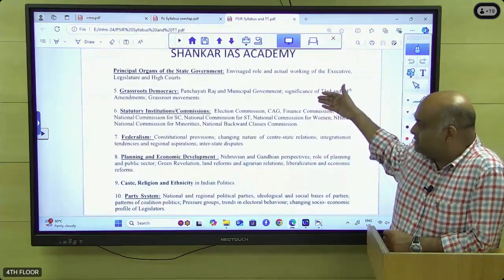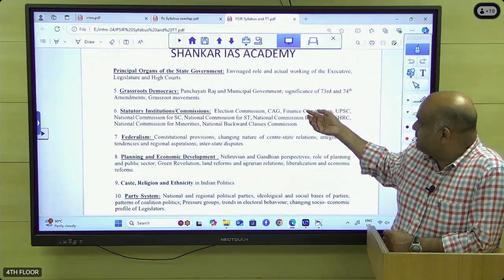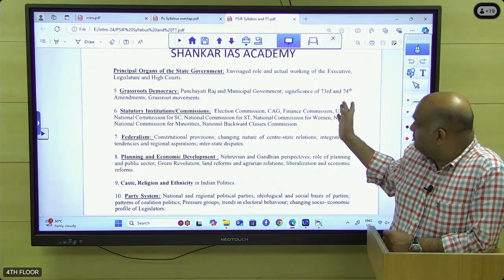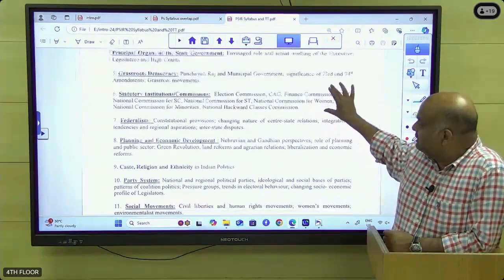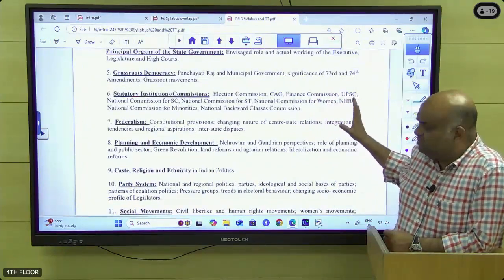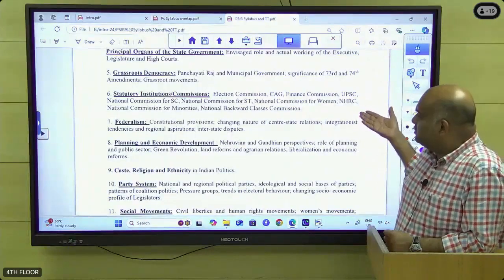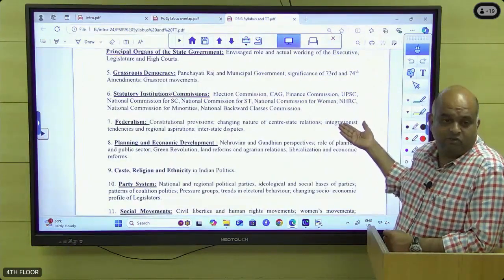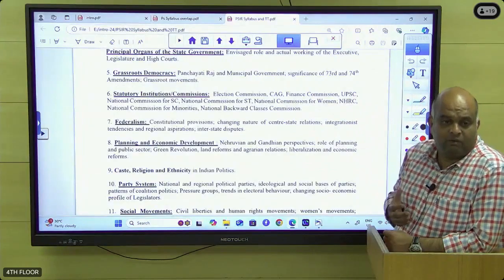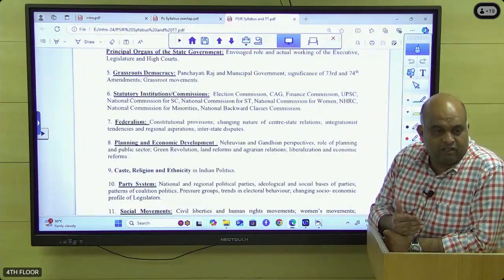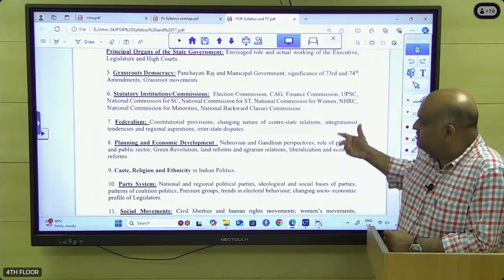Then you have grassroots democracy, Panchayati Raj, Municipal Corporation, 73rd, 74th amendments, and grassroots movements. Then the different commissions we have. This is all the same as in your Lakshmikanth book. How the National Commission for Women is working, how the National Human Rights Commission is working, what is their role, whether it is effective. Questions like that will be asked, and we can easily handle them.